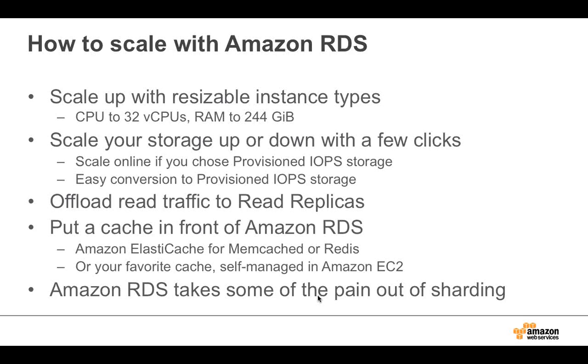A lot of our customers put an in-memory cache in front of Amazon RDS, such as Amazon ElastiCache, our managed caching service. You have the choice of Memcached or Redis. These are very popular open source in-memory caches that we offer as a packaged appliance inside of ElastiCache. Or you can run your own cache self-managed in EC2.